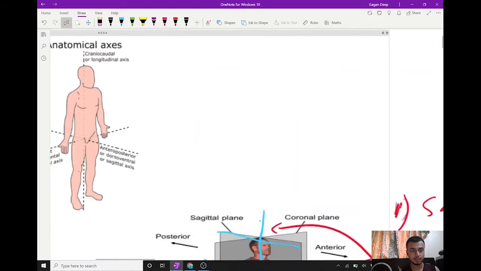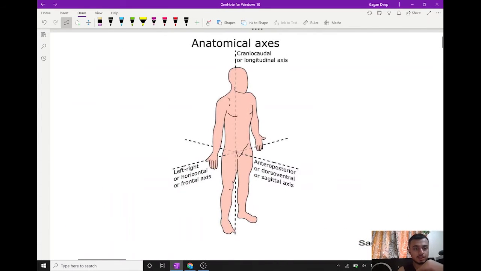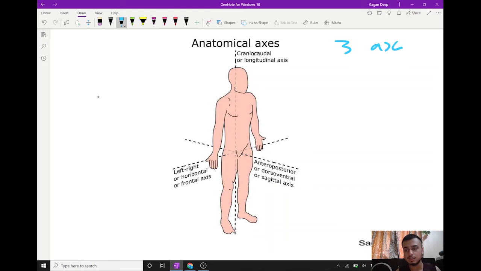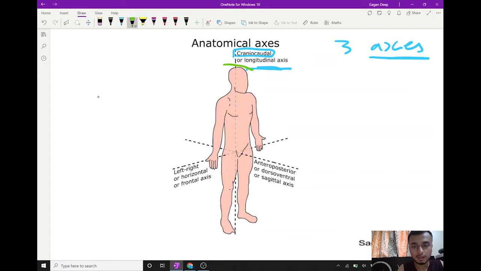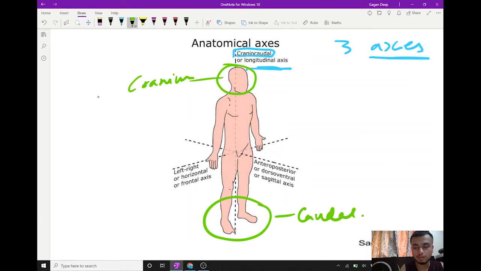We can also look at this diagram to form a better understanding of the three axes, or the plural word for this, axis. The longitudinal axis can also be called craniocaudal. This is also anatomical terminology. Our head is known as cranium, our feet are known as caudal. So this is described as our cranial end, and this is our caudal end. And when we talk about craniocaudal, from the cranium to the caudal, it is the longitudinal axis.